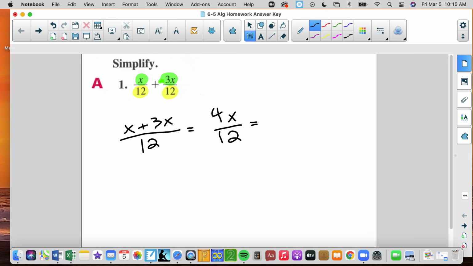And now we look to reduce. This looks like section 6.1. In 6.1, we were reducing rational fractions, and this is why we learned that technique, because now in 6.5, we're going to add, and now we have to reduce. So it has a common factor. 4 is multiplying x, so we can cancel by 4 in the numerator and 4 in the denominator, which is a value of 1, which keeps it equivalent. We divide by 4, divide by 4, and it gives us x over 3. And that would be our answer.